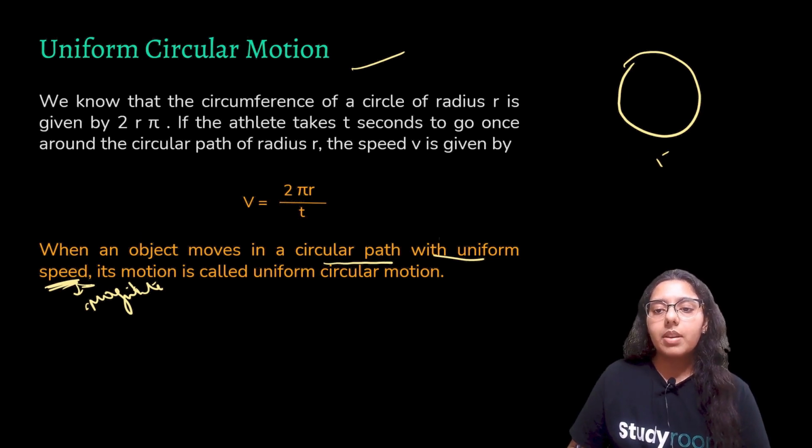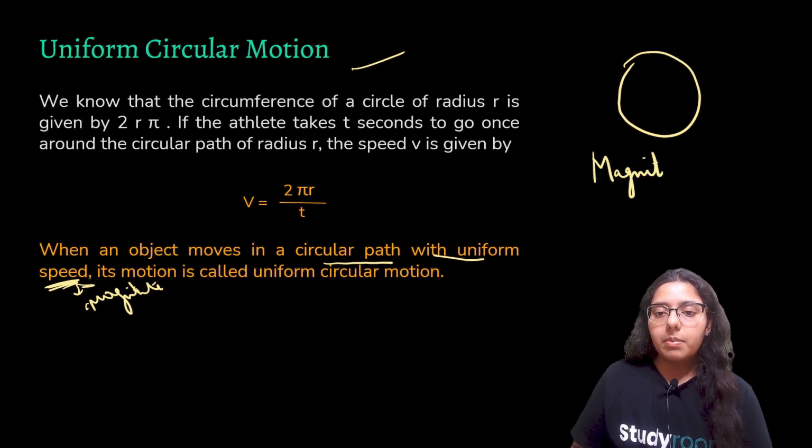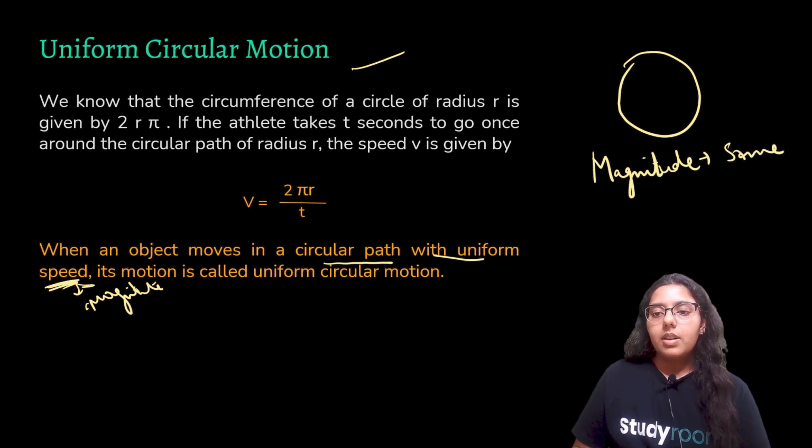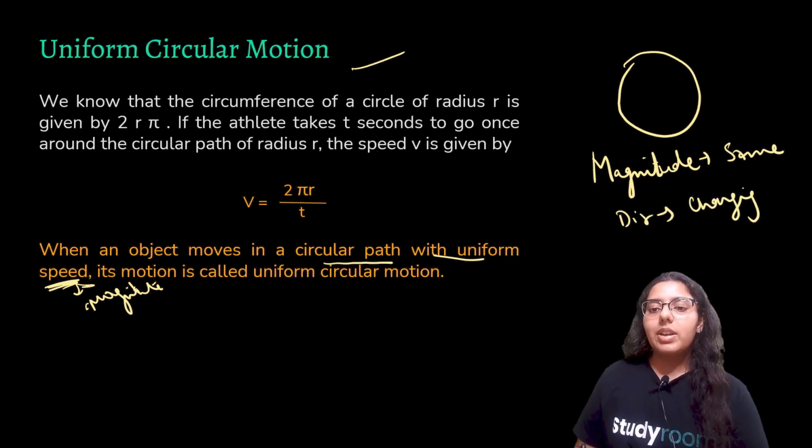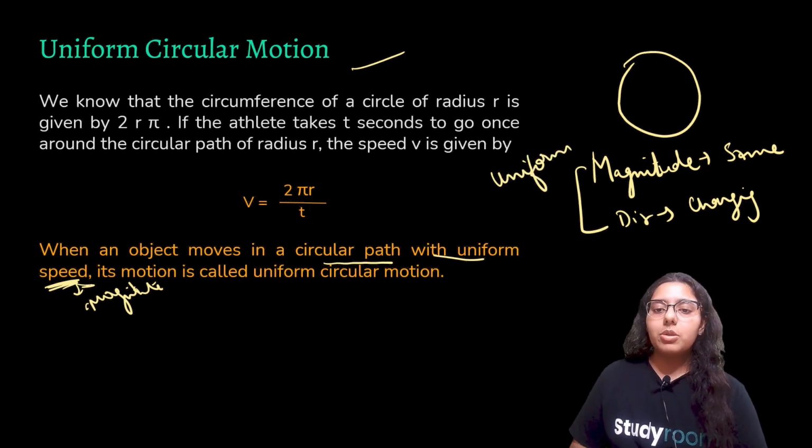In circular motion, you can also have a case where the magnitude is not the same. The magnitude is changing and the direction is also changing. Then it will be non-uniform. So what is a uniform circular motion? One in which you have uniform speed. That means your magnitude is the same. Speed, so we are talking only about magnitude. It is a uniform circular motion.